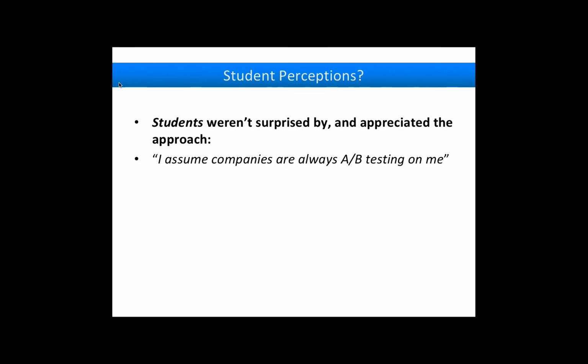Well, what are student perceptions of this? After the third experiment, we sent an optional survey to students where we let them know how randomization was occurring and got their input on what they thought about it. Overall, they weren't surprised by this approach and actually appreciated it. They said, well, I assume companies are always A/B testing on me. But at least in this context, the data that I provide can actually help other people learn.